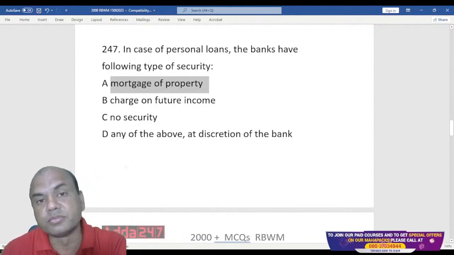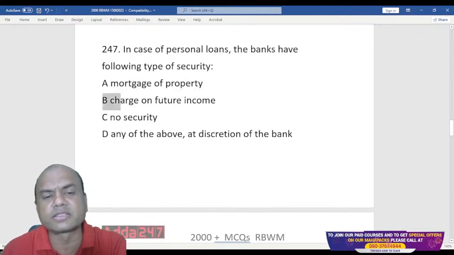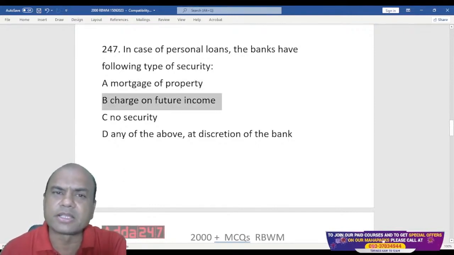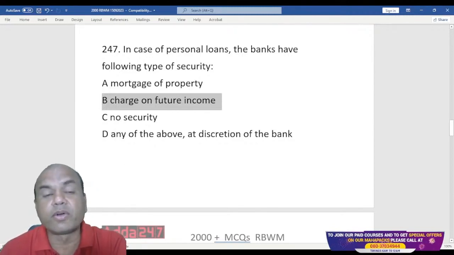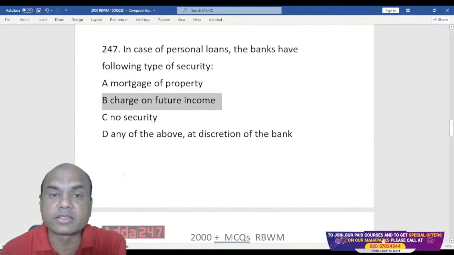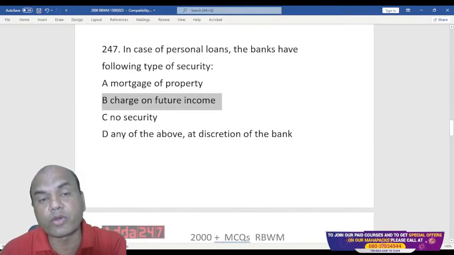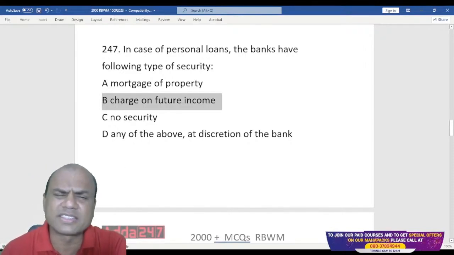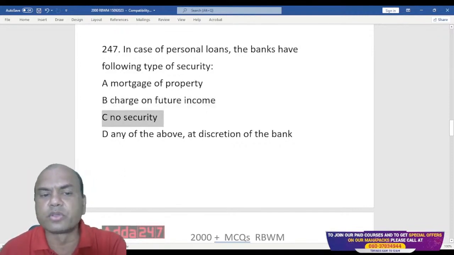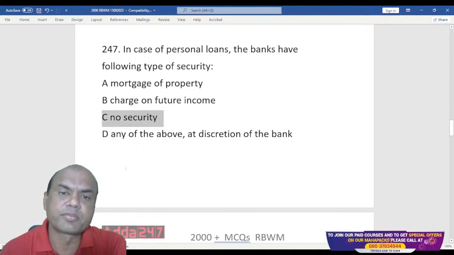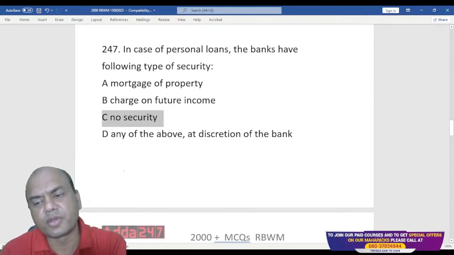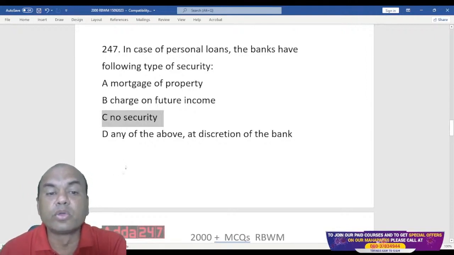Charge on future income, that is also not there. See, some banks do go for this. They have a system in some nationalized banks, that you will require the company to give you this in writing. Then they'll deduct the EMI from the salary and pass it on to you. But these things are gone now. Nobody does anything. So charge on the future income, that is also not done. No security, that is the answer. In personal loans, there is no security. PL is given nowadays merely on the basis of the CIBIL score. So that's why in case of personal loans, no security is taken.